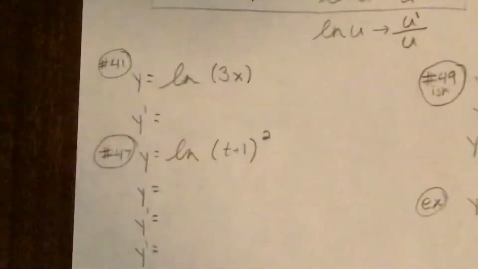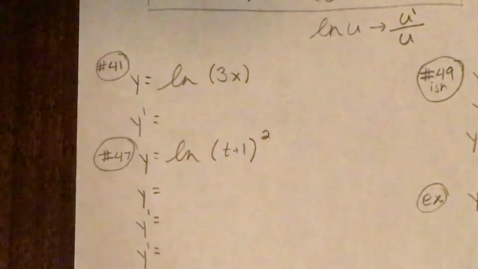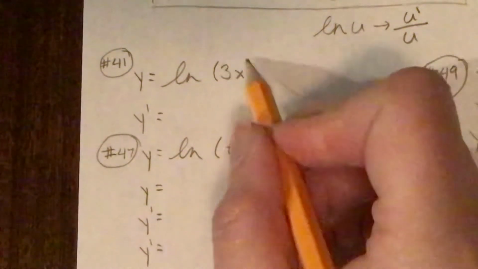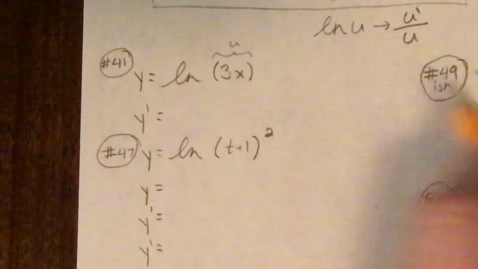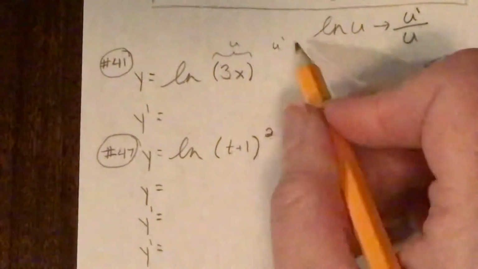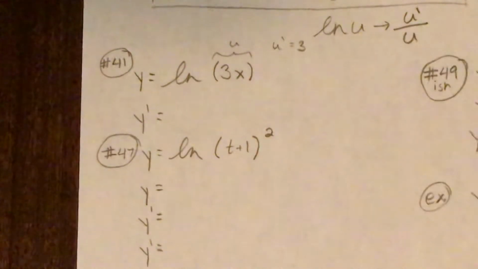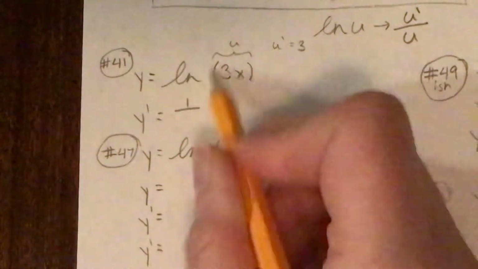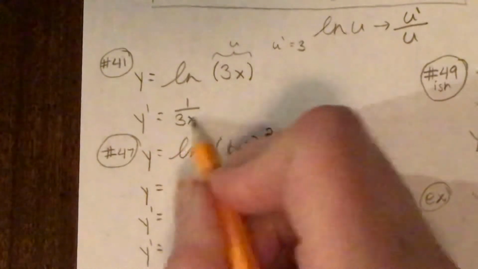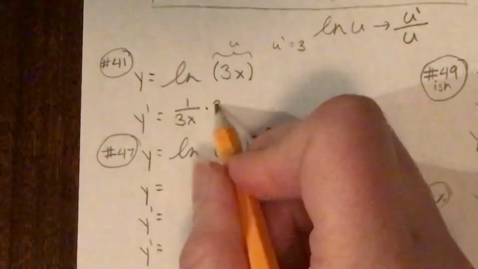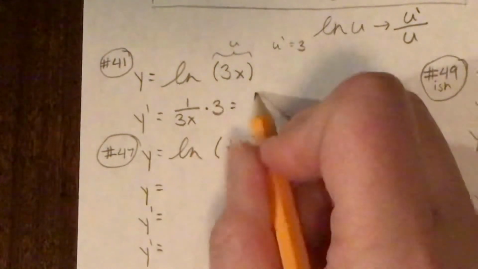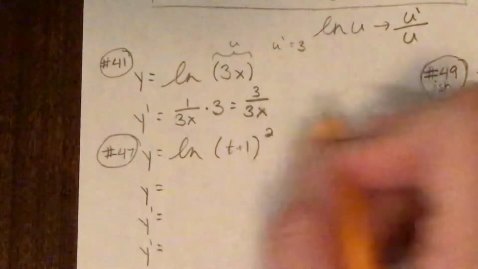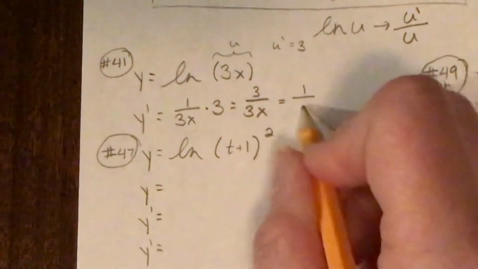We've got the natural log of 3x. Now, this is not just natural log of x, you got a 3x in there, right? So that means that u is 3x, which means that u prime equals 3. So y prime is going to be 1 over u, which is 3x, times u prime, which is 3. And then we can rewrite this as 3 over 3x, which reduces to 1 over x.